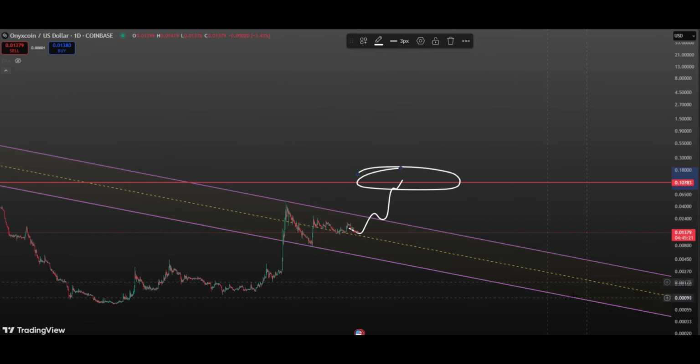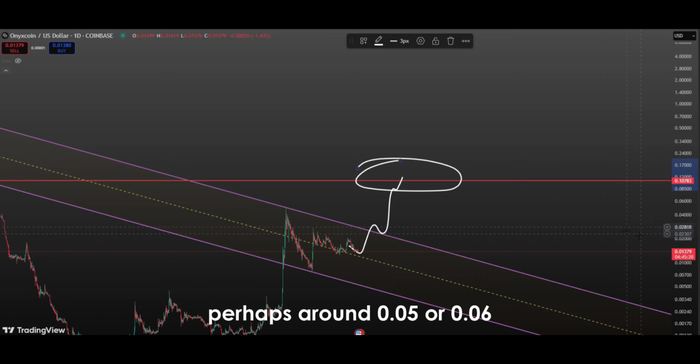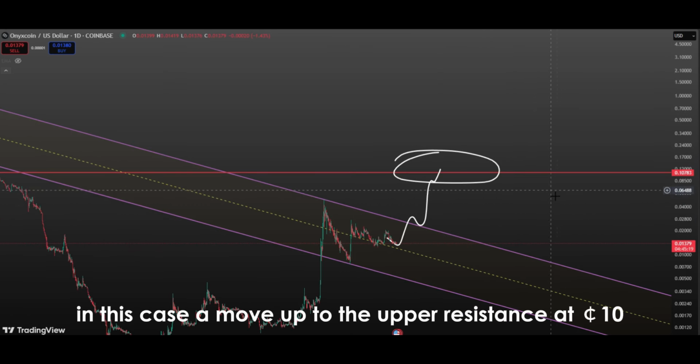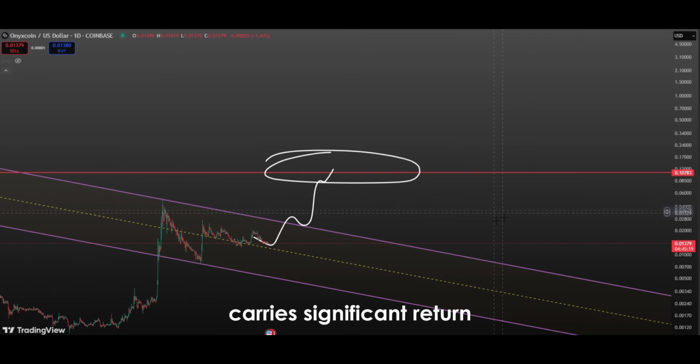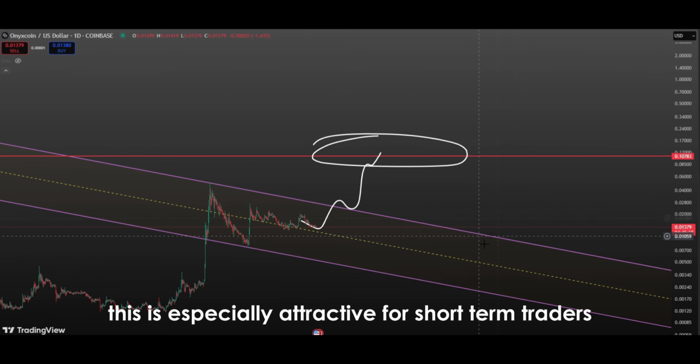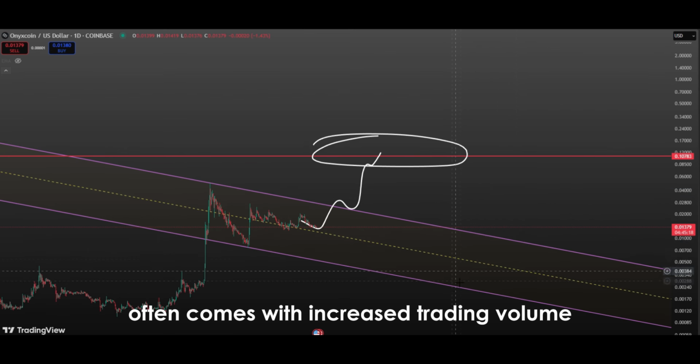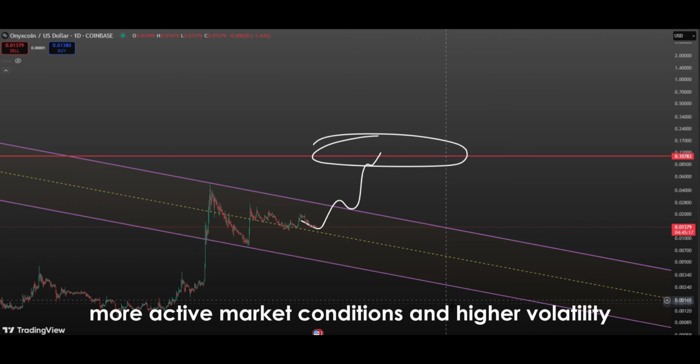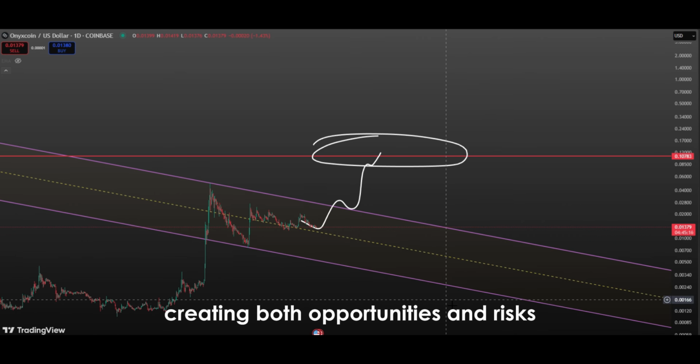Let's break down this scenario further. Suppose the price is currently below 10 cents, perhaps around 0.05 or 0.06. In this case, a move up to the upper resistance at 10 cents carries significant return potential for investors. This is especially attractive for short-term traders, as the approach toward resistance often comes with increased trading volume, more active market conditions, and higher volatility, creating both opportunities and risks.